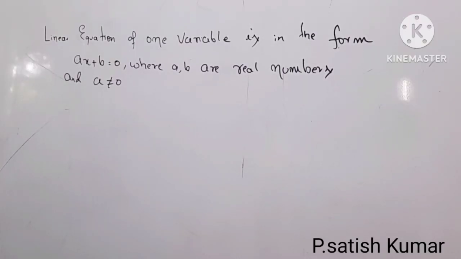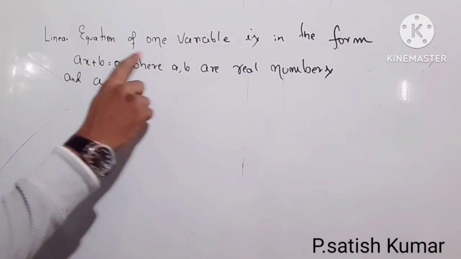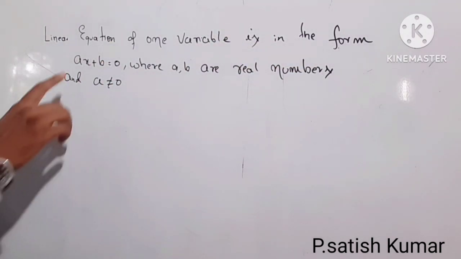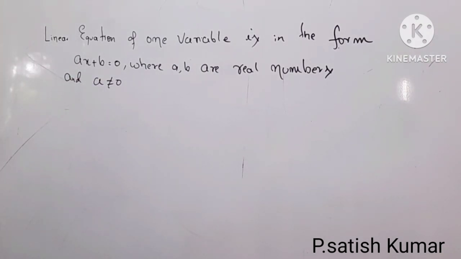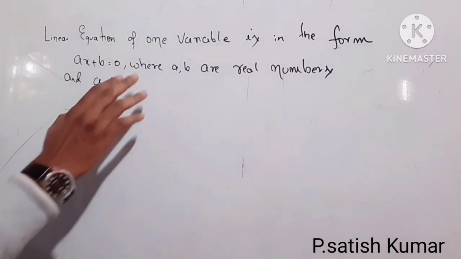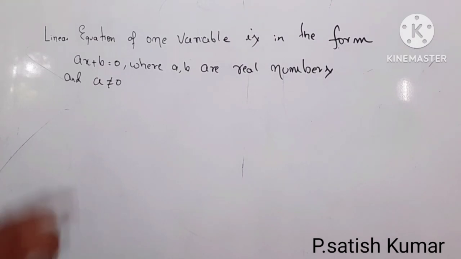So we have already learned what a linear equation in one variable is. A linear equation in one variable is always in this form. We have already learned this in the previous classes, where a and b are real numbers and a should not be equal to 0. This much we know.